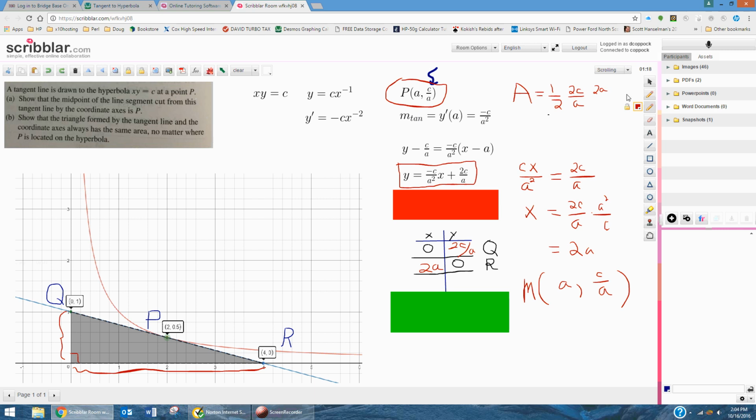So when I start canceling out, one of the 2's cancels out, and the a factors cancel out, and I'm left with 2c, which matches what we saw in the graphing calculator, that the area of that little triangle is always twice whatever the value of c is, and c was this constant that determined where the hyperbola was located. Okay, so that proves, or shows at least, part A and part B for this problem.